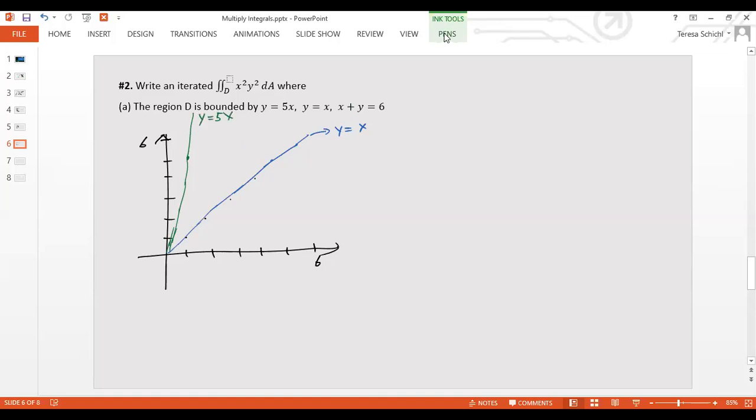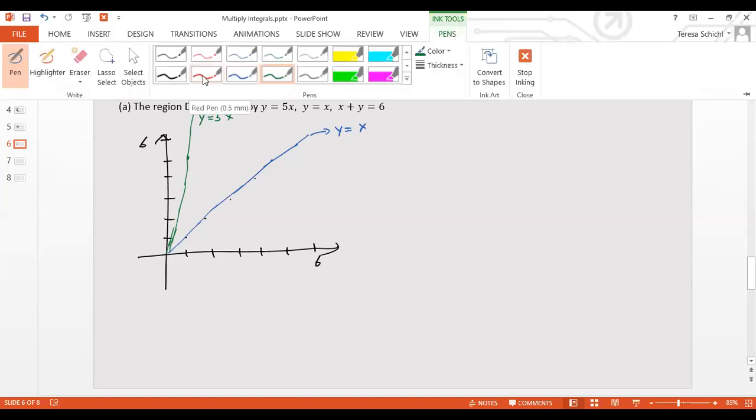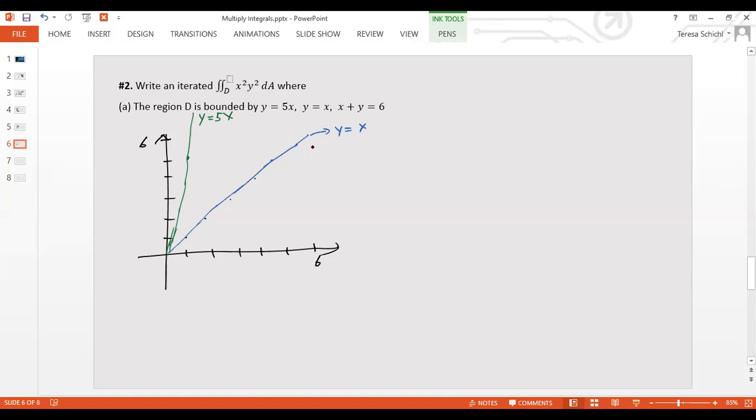And then x plus y equal to 6. Okay, so x equal to 0, y equal to 0. So you will have, oh, this one's here. I hope that I can graph it. Okay, let's see here, 6, 6 here. So maybe start here. So this is x plus y equal to 6. So the region we want to integrate is here.